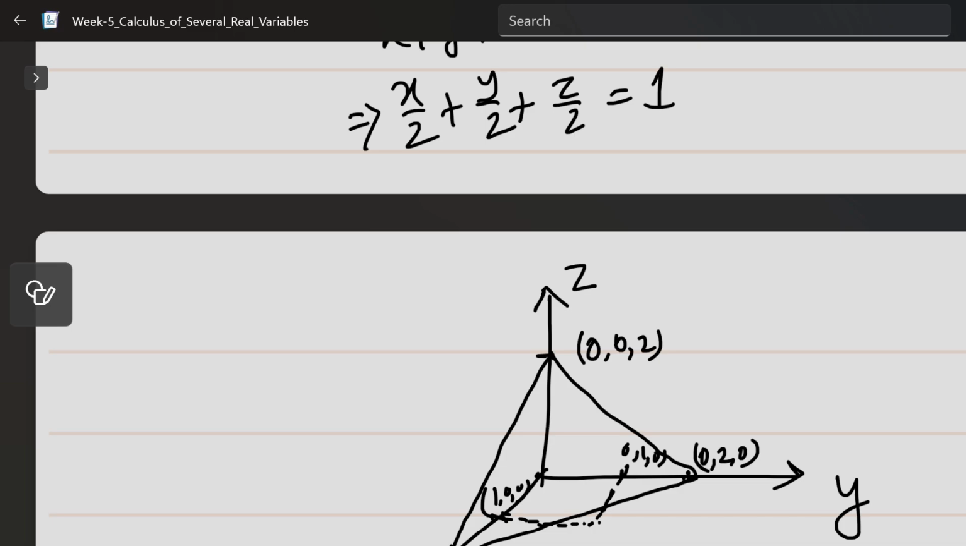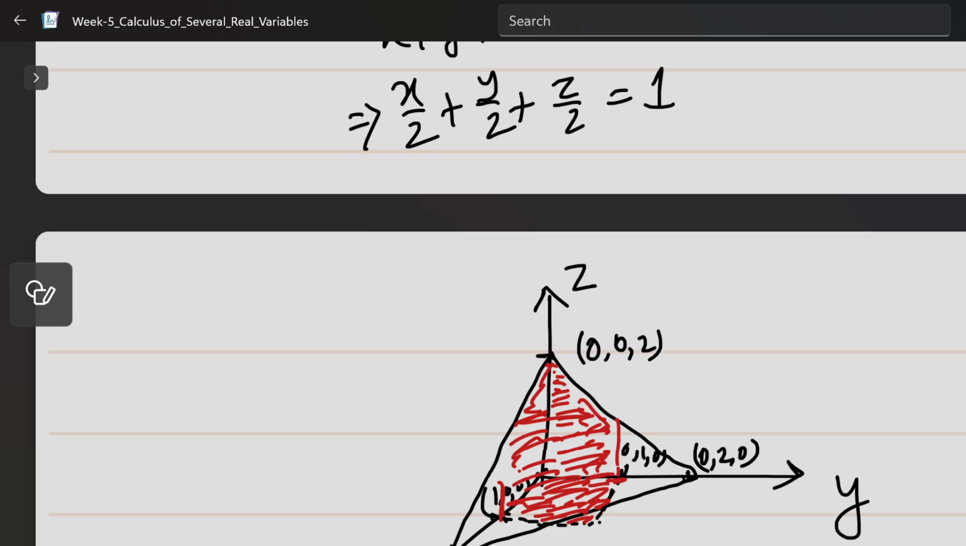This is a square. So what is this region? This region is this hollow portion. You have to find the volume of this region, which is bounded below by this square and above by this plane. So this is this region.